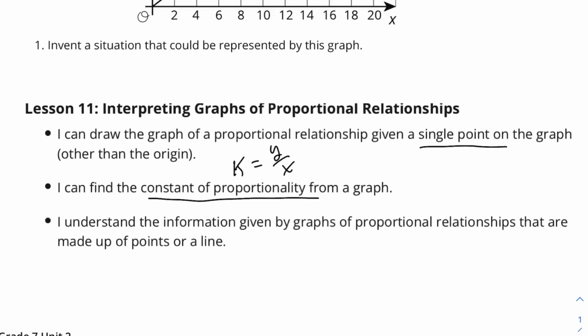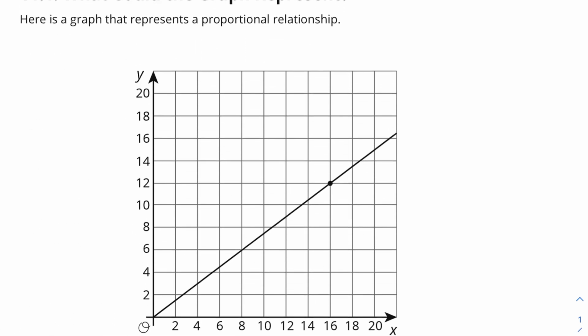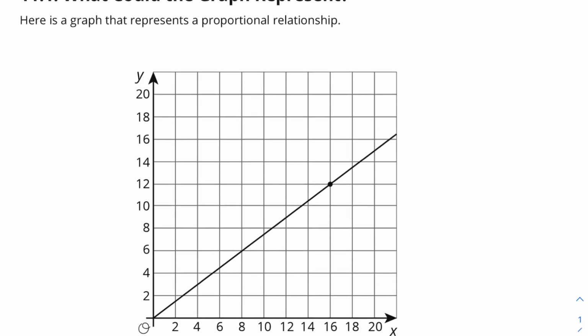And just as a quick review, we have an example of a graph up here. Remember, if it's a proportional relationship, it's going to be a straight line, and it has to go through our origin or our zero point. That's what visually indicates to us that we have a proportional relationship. We'll keep that in mind as we move forward.